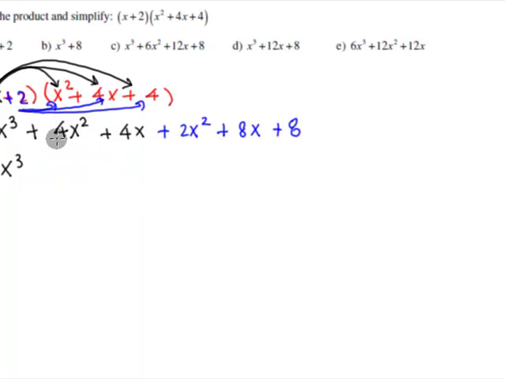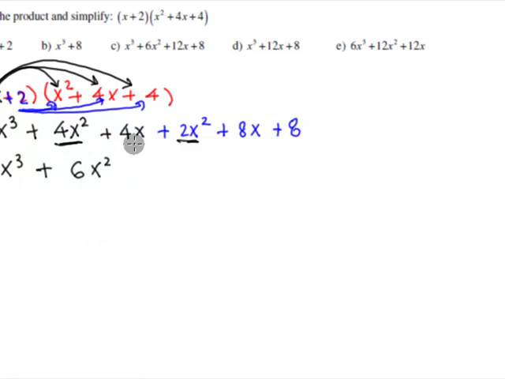Now x squared, my second term is 4x squared. My fourth term is also x squared. So I know that 4x squared and 2x squared are like terms. When I combine them, 4 and 2 is 6. What like term am I collecting? x squared. So I get 6x squared.